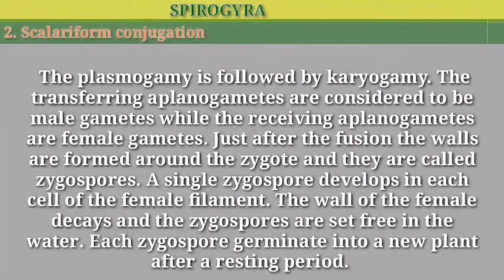Just after the fusion the walls are formed around the zygote and they are called zygospores. A single zygospore develops in each cell of the female filament. The wall of the female decays and the zygospores are set free in the water. Each zygospore germinates into a new plant after a resting period.